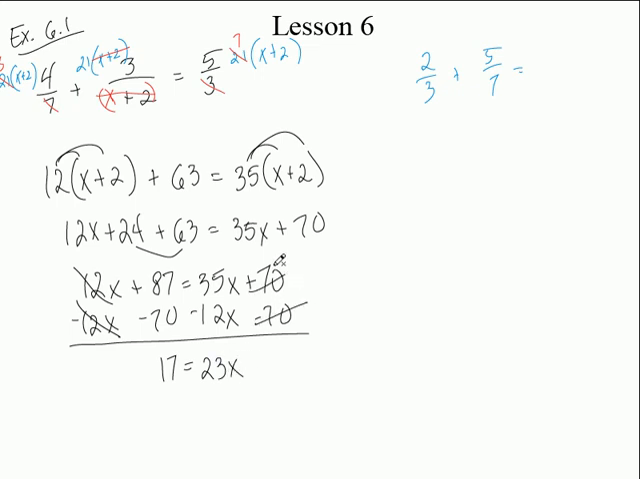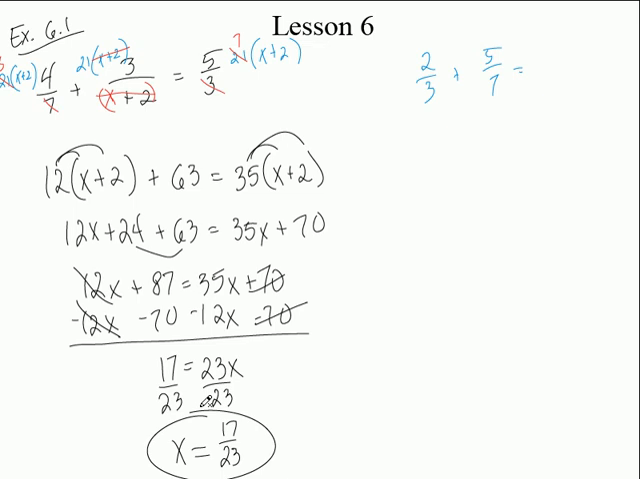And that added up to 0, or canceled out. And now, one more step. Divide by 23. And there's your answer. X equals... make that equal sign look a little nicer. X equals 17 over 23.